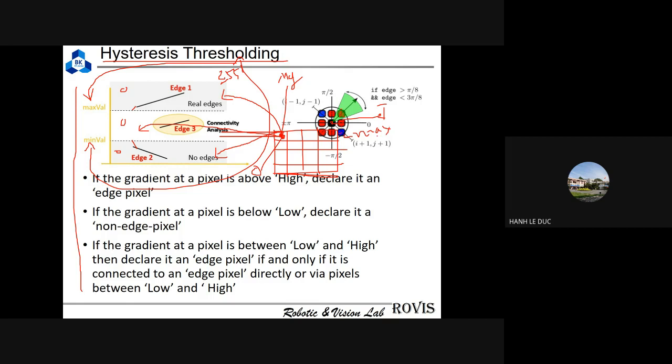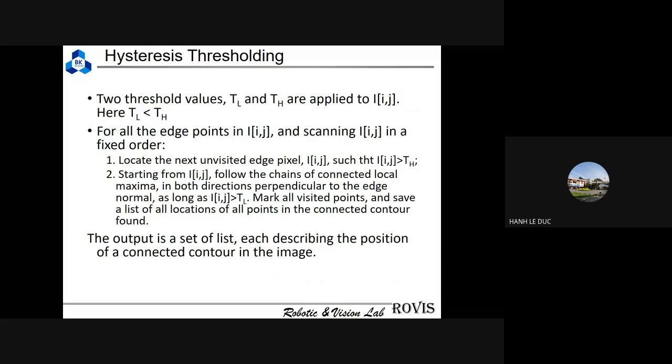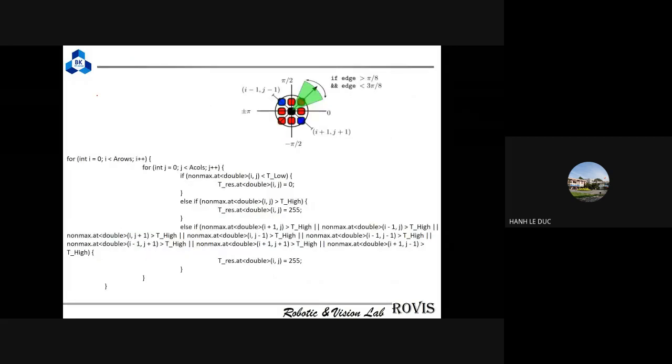So this one is connected to a max pixel. That means connected to the highest value, the max value. Okay, so let's do an example for you. This is the code for doing the heuristic thresholding.